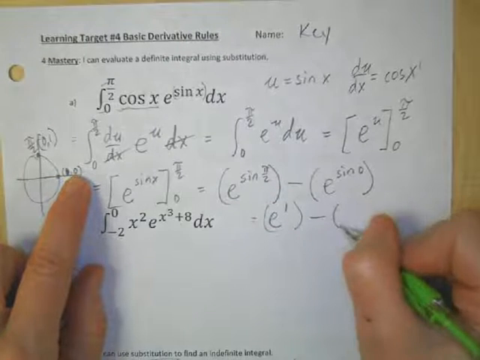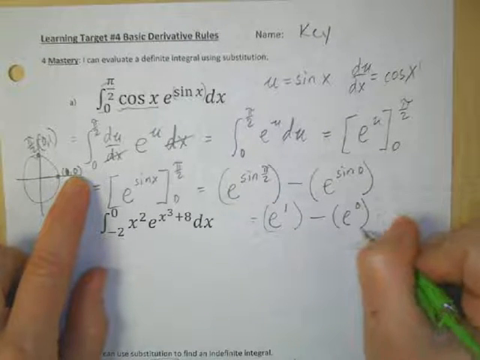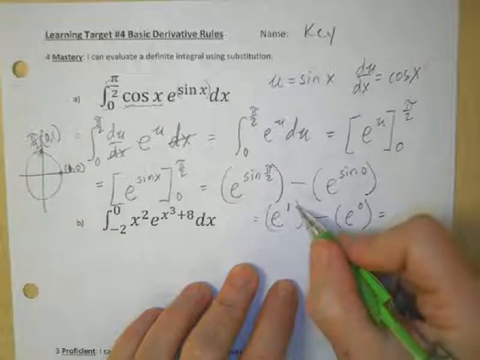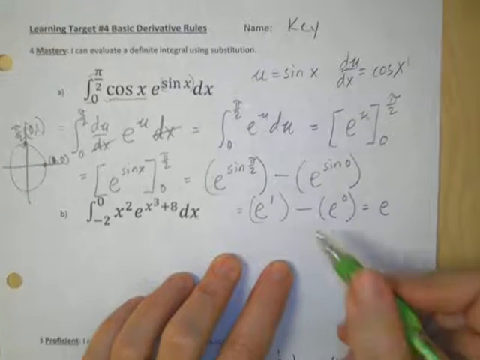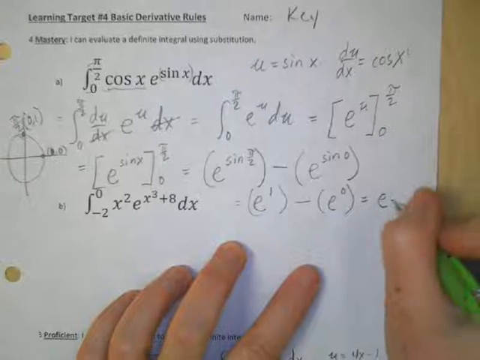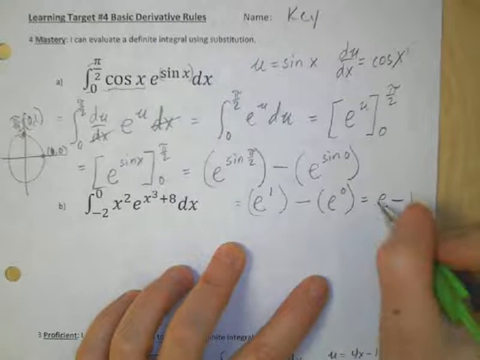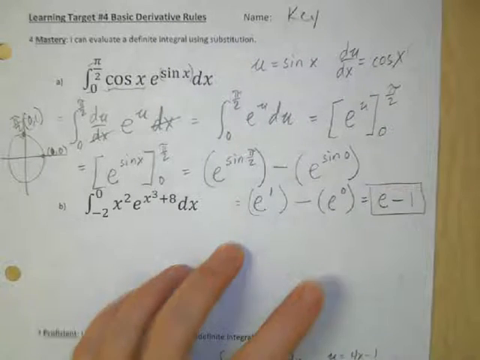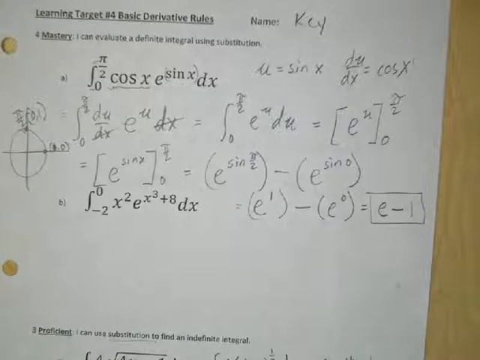So I'm going to get e to the 0. So e to the first is just e, and e to the 0 is 1. So that is my answer. And this quiz is without a calculator, so I wouldn't expect you to go any farther than that. All right, the next problem.